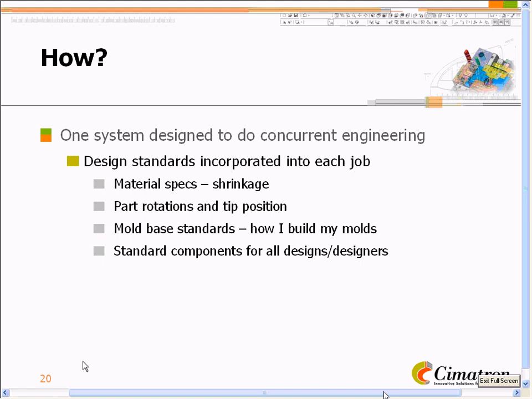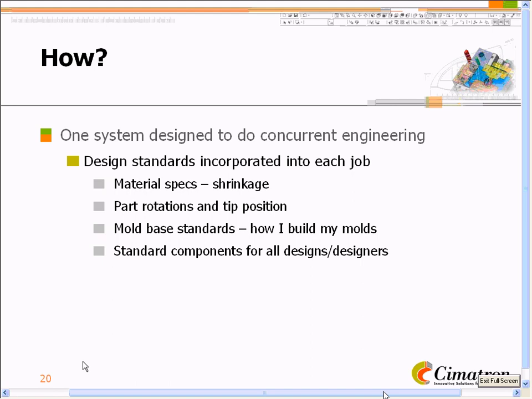For instance, you're always going to be dealing with the material, the plastic material itself. The part will have to be put into the correct position or tip position. You'll have to deal with expansion for the shrinkage conditions. This system should be able to know the decisions you've made and then incorporate that with every engineering change.